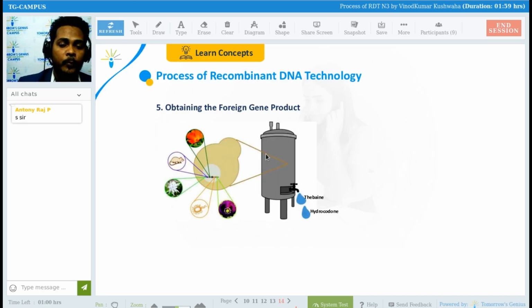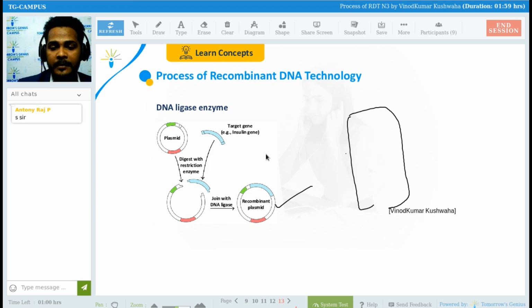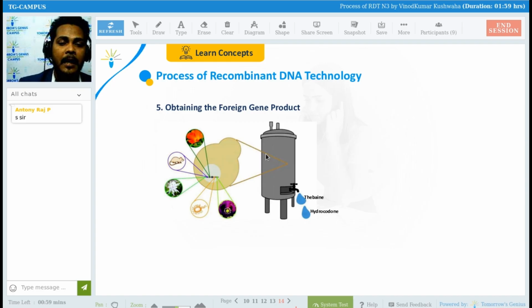Now you have to incorporate that into the bacterial cell. Suppose this is the bacterial cell. In that bacterial cell, you have to reinsert this plasmid. And this bacterial cell, now you can grow in a large container, or we can say any media that is suitable for that bacteria. So it will multiply in number.